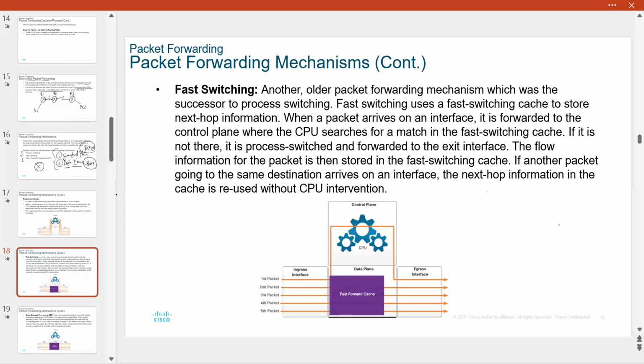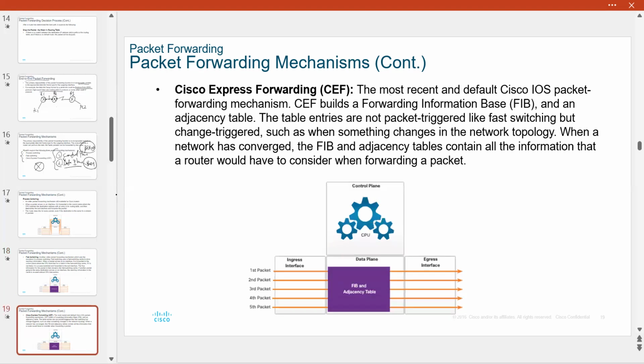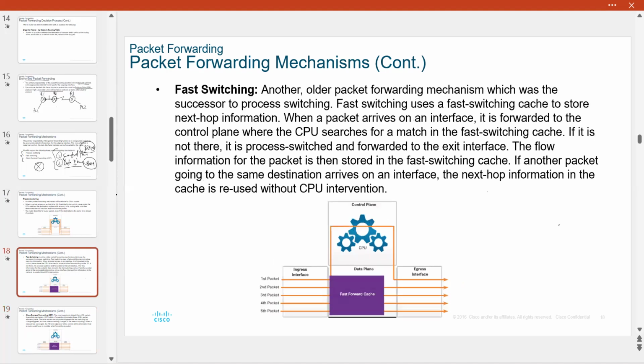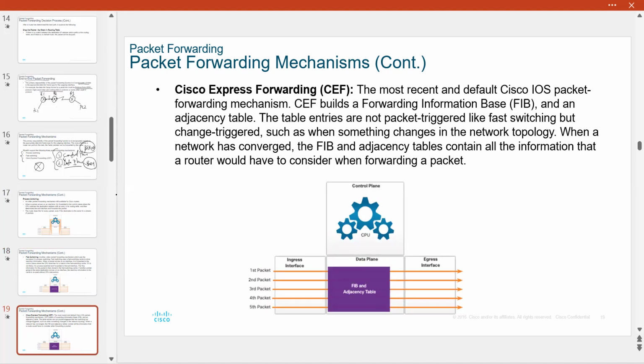This is fast switching, so obviously it reduces CPU usage somewhat, but it's still not the type of forwarding being used nowadays, which is called Cisco Express Forwarding. All right, so you can see here Cisco Express Forwarding. I mentioned that understanding the control plane and the data plane is very crucial. With Cisco Express Forwarding, the control plane and the data plane are independent. They are completely different, independent of each other. So, in short, CEF, yes, those CCNP topics. CCNP, CEF, they go together.